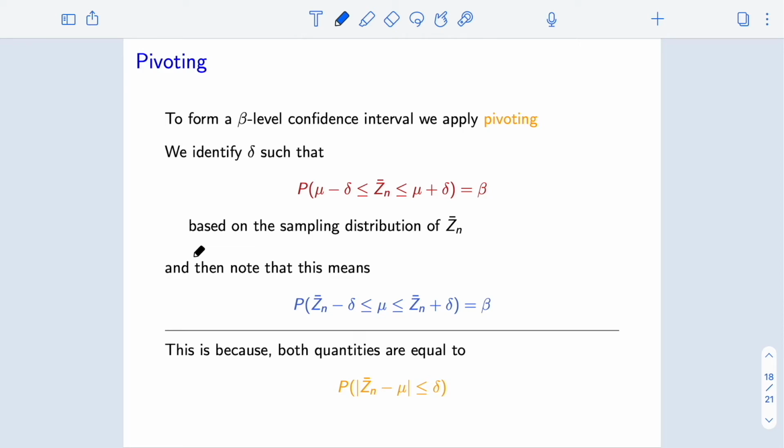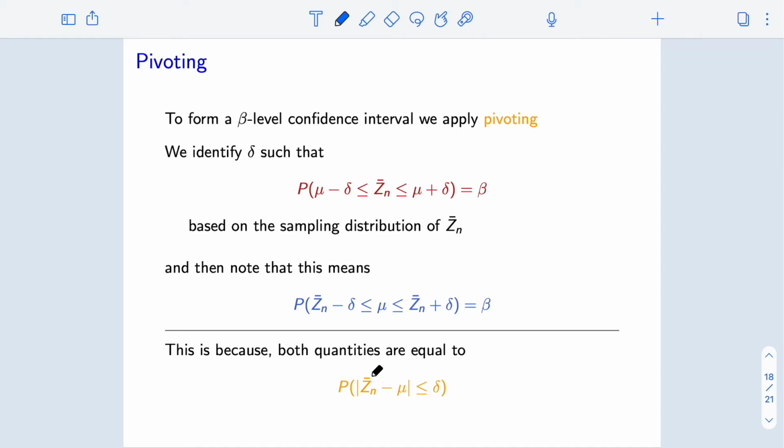We then noted that using that exact same delta, we could look at those dotted blue lines to form an interval around z bar n. We could look at z bar n minus delta and z bar n plus delta and say, is mu captured by that random interval? And note that if this statement held, that that probability was beta, then this statement also holds and that probability is still beta. Because these two statements are actually identical. This event is identical to this event. And in fact, both of them are asking about this. They're saying, what's the probability that the distance between z bar n and mu, or mu and z bar n, right, they're the same, is less than or equal to delta?